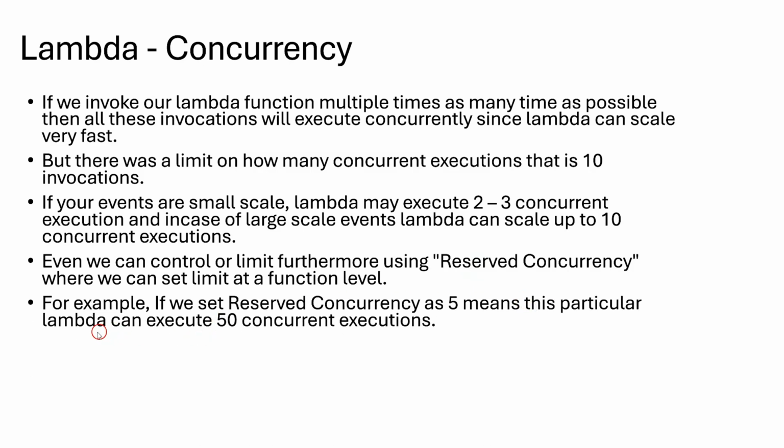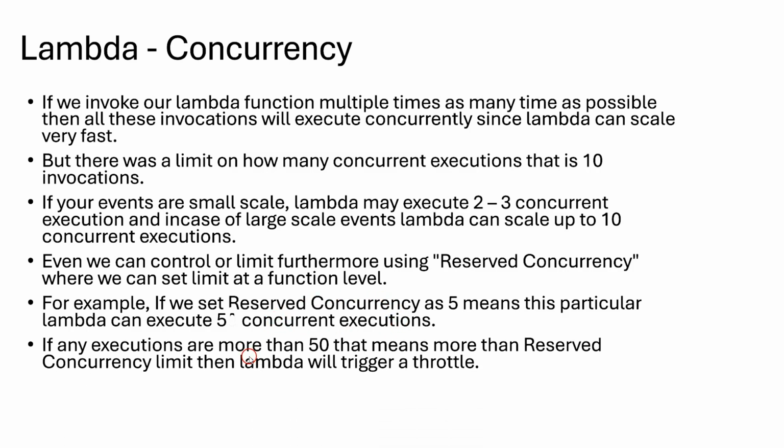And here there was an example. For example, if we set reserved concurrency as 5, means this particular Lambda can execute 50 concurrent executions. Sorry, it's a typo, it's 5 concurrent executions. So if you set your concurrency as 5, then your Lambda can execute 5 concurrent executions. Don't get confused between concurrent and normal executions. You can hit your Lambda as many times as you want, but parallel executions can be done only 5 at a time, that is 5 concurrent executions.